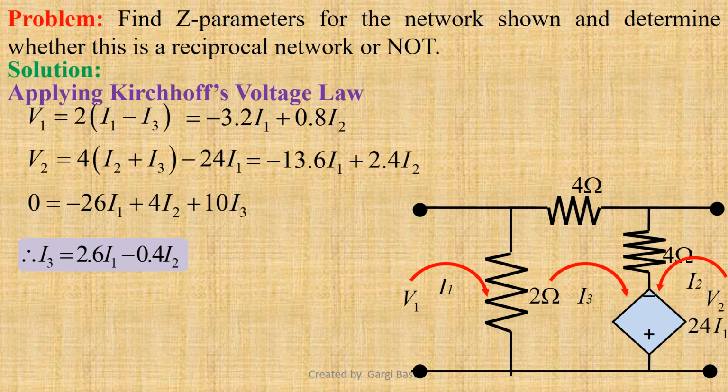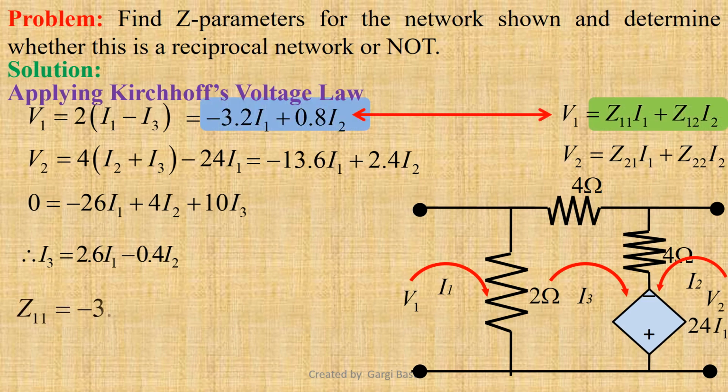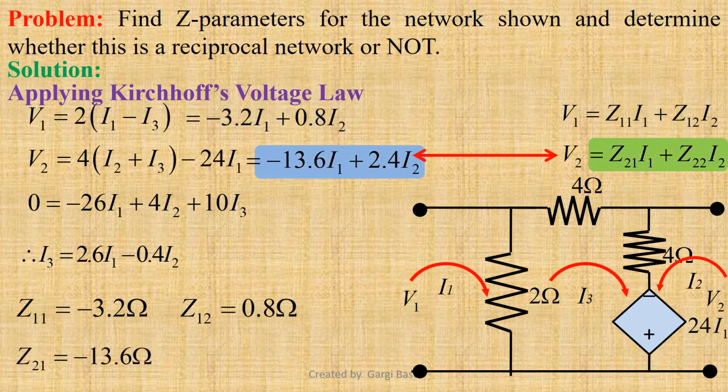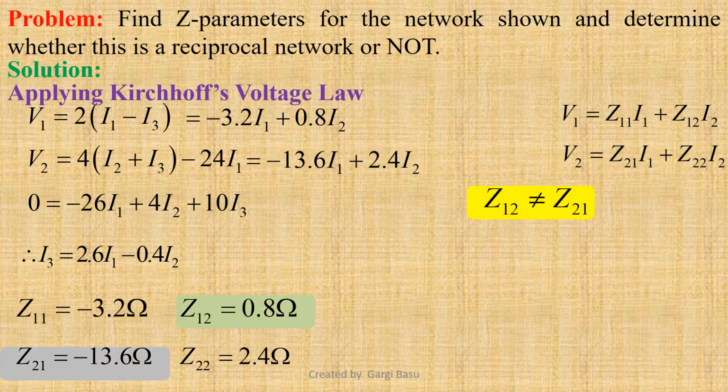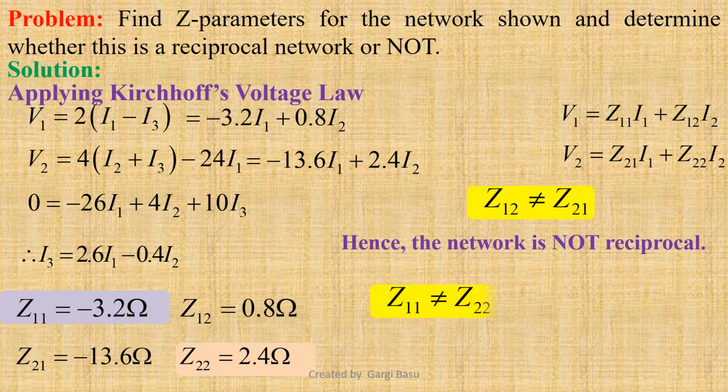When we describe a two-port network using Z parameters, the linear equations used are V1 equals Z11 I1 plus Z12 I2 and V2 equals Z21 I1 plus Z22 I2. Comparing the expressions of V1, we get Z11 equals minus 3.2 ohm, Z12 equals 0.8 ohm. Comparing the expressions of V2, we get Z21 equals minus 13.6 ohm and Z22 equals 2.4 ohm. Now we observe that Z12 is not equal to Z21, therefore the network is not reciprocal. We also find that Z11 is not equal to Z22, therefore the network is not symmetrical either.